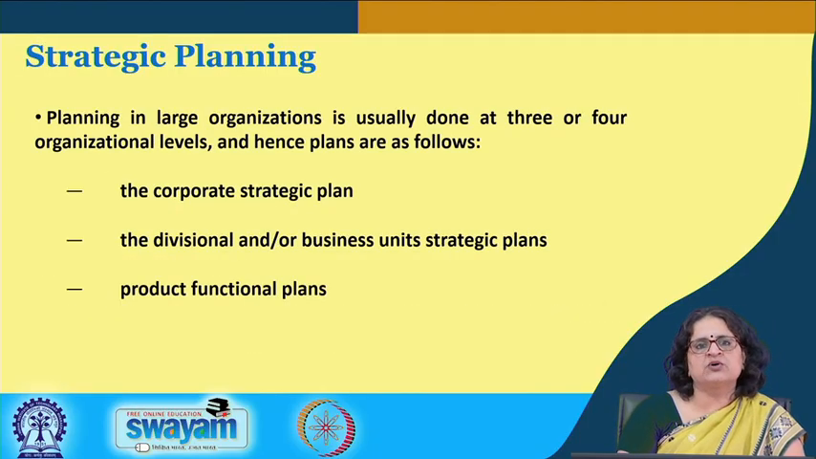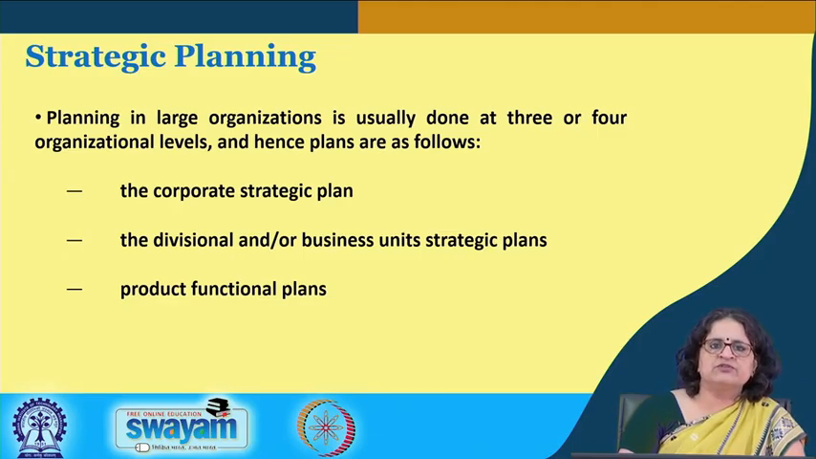Now, planning in large organizations is done at 3 or 4 organizational levels. We have the corporate strategic plan. We also have the divisional plans. If the organization is small or medium, we may stop. If it is medium, not small, we may stop at the divisional level.